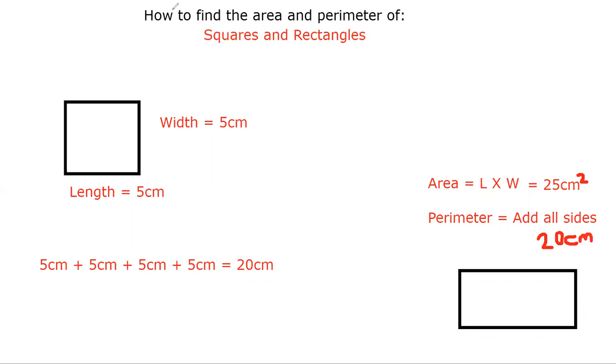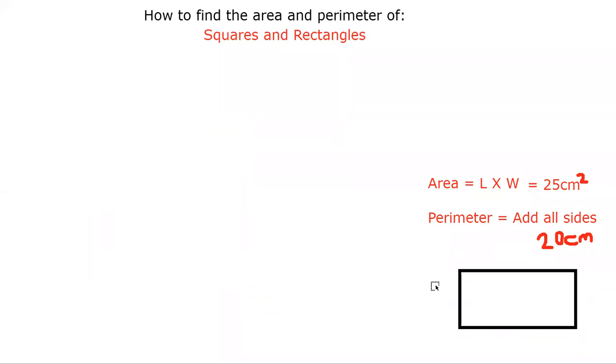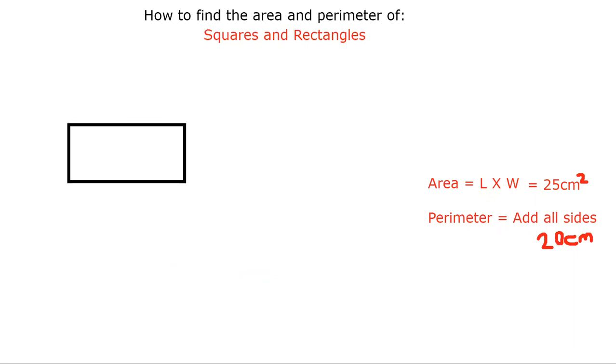Okay, so we have now found the area and the perimeter of this square. And your challenge is to see if you can find the area and the perimeter of this rectangle. Now, all I'm going to give to you is the length of the shape and the width of the shape, and that should be enough to help you solve this. So the length, let's say it's 8 centimeters, and the width, 4 centimeters.